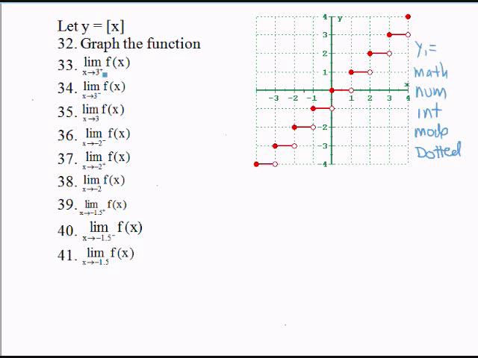So the question is, as x approaches 3 from the right-hand side, what is my limit value, or what is my function value? So 3 from the right-hand side, that means you're talking about 3.001. What is the integer value associated with 3.001? It is 3. So therefore, the limit is 3. As x approaches 3 from the left-hand side, well, that would be 2.99999. What is the integer associated with 2.999? That's just 2 itself, so we're right here.